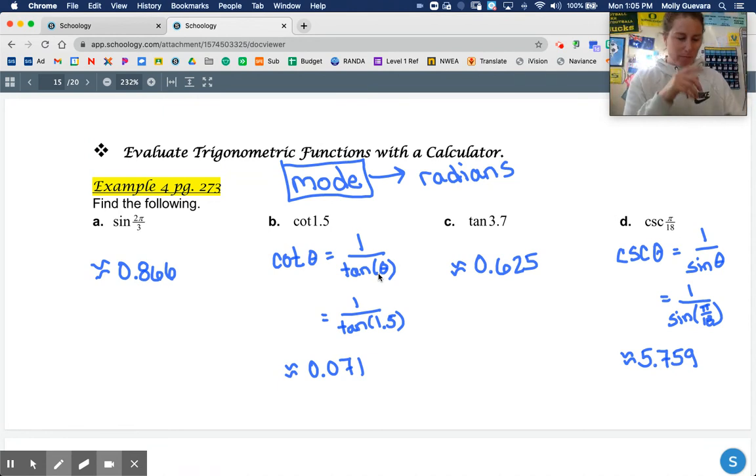So you want to just make sure that you're being really careful. Same thing with D. I would do 1 divided by sine of pi divided by 18, like so. And that's how I got that answer. So just make sure that you're not using the inverse trig functions, you're using the reciprocal of those trig functions. We are not going to do the application problem on the next page.